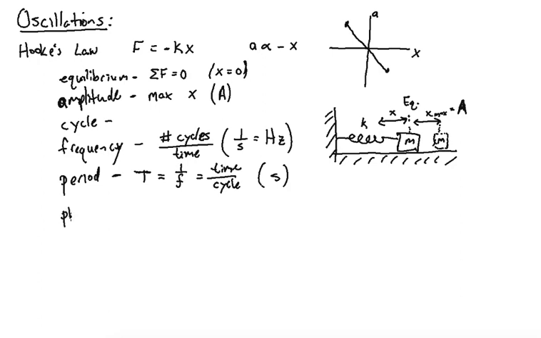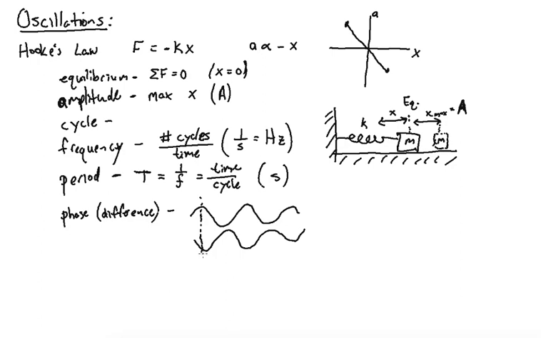Next thing is phase or phase difference. Phase is essentially where in the cycle you are. So if we have a wave like this, and I had another wave that maybe was going like this, you would say these two waves are out of phase, because if I drop a line at any point, they're at different parts of their cycle. Here, this one's at a max, and this one's near a minimum.